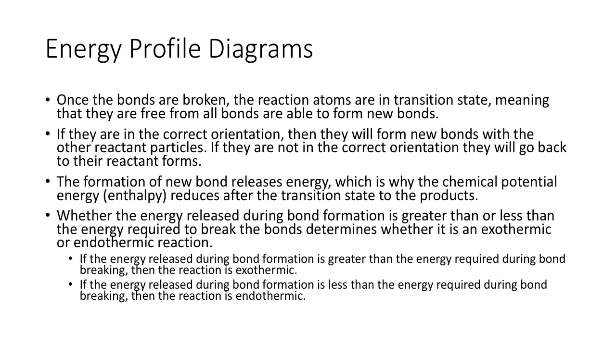Energy profile diagrams. Once the bonds are broken, the reactant atoms are in a transition state. So now we're talking about the transition state, meaning that they are free from all bonds and able to form new bonds. If they are in the correct orientation, they will form new bonds with other reactant particles. If they're not in the correct orientation, they will go back to their reactant forms.